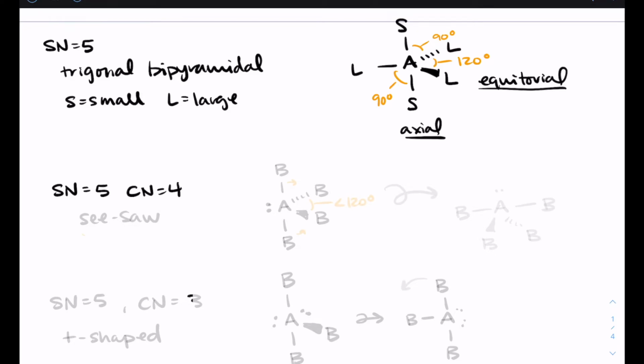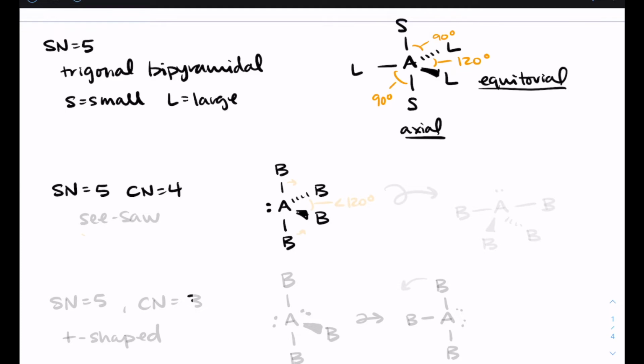So steric number of 5, coordination number of 4. My lone pair is considered a large thing, so that lone pair goes into an equatorial position. What I'm left with are atoms in 2 of the equatorial positions and in the axial positions.